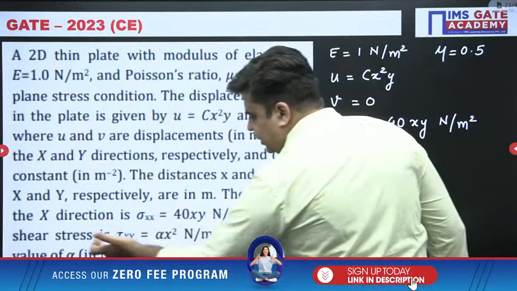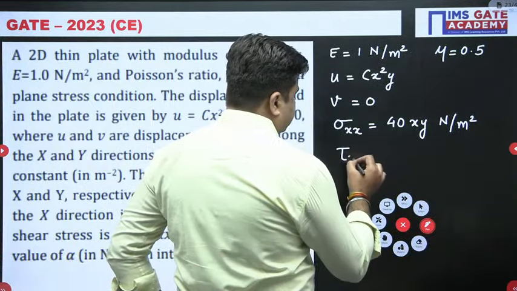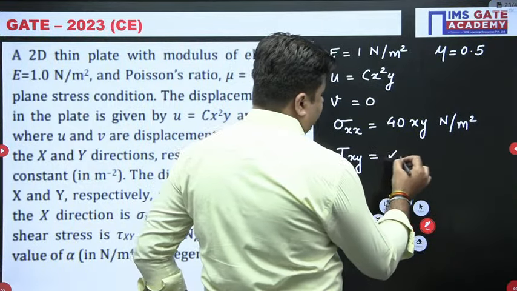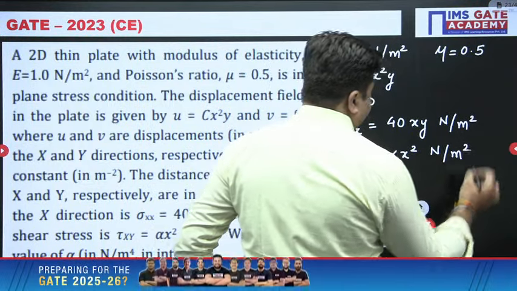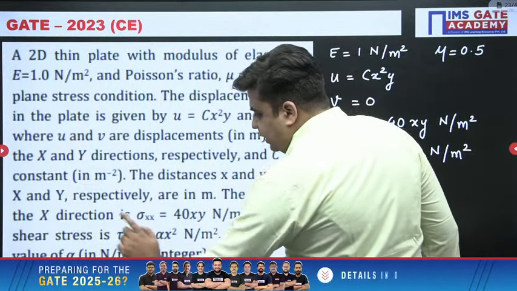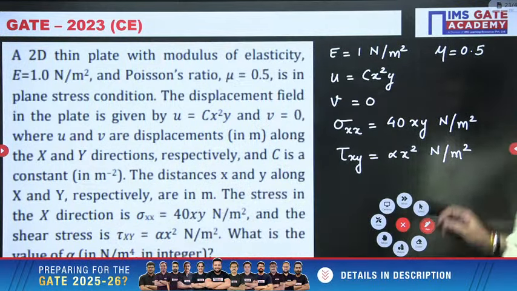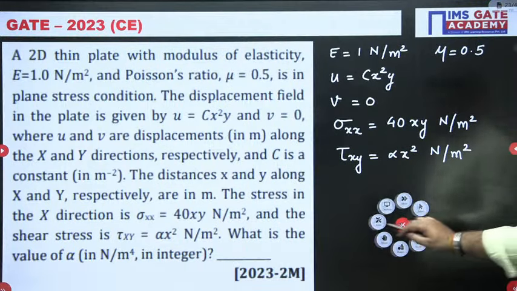And the shear stress tau xy is alpha x square. The value of shear stress tau xy is alpha x square, and this is also given to you in Newton per meter square. Now what they are saying is about the shear stress, and you need to find out the value of this alpha. Now sir, how to calculate?